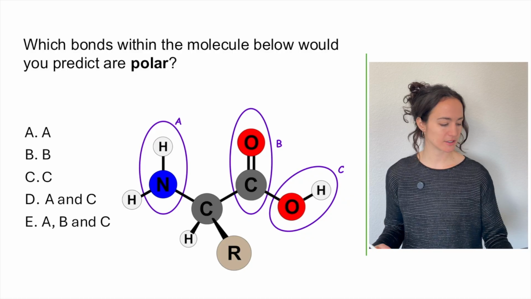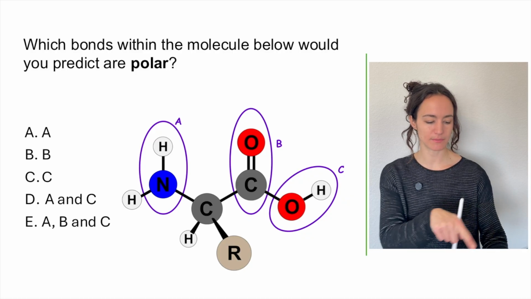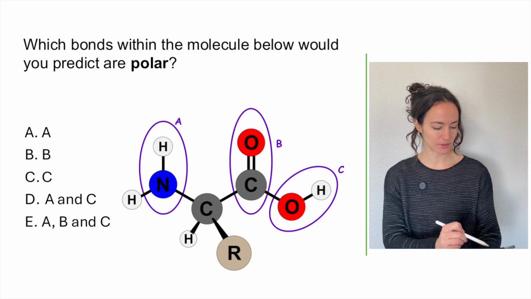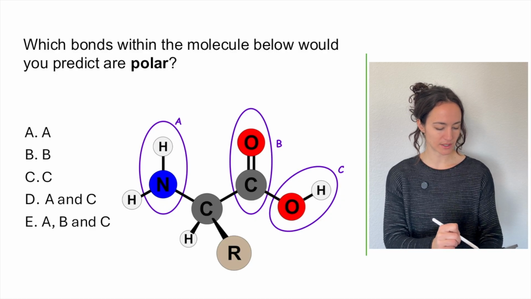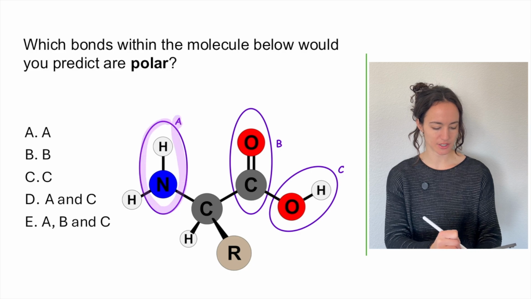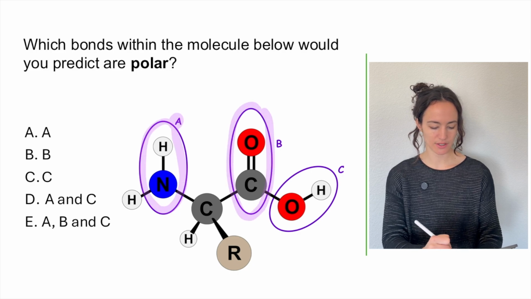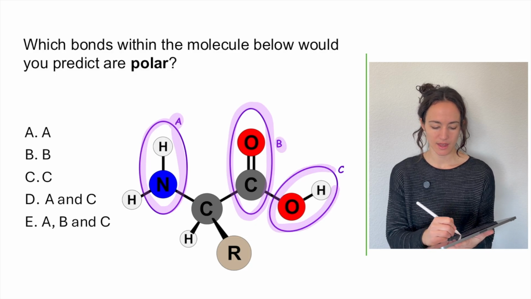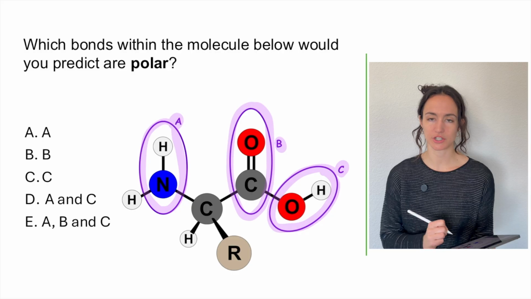So pause here, let's get a little practice in. Which bonds within this big molecule here would you predict are polar? I circled them and labeled one of these covalent bonds between a nitrogen and a hydrogen, A. There's a double bond between a carbon and an oxygen, that's B. And then a single bond between an oxygen and a hydrogen.